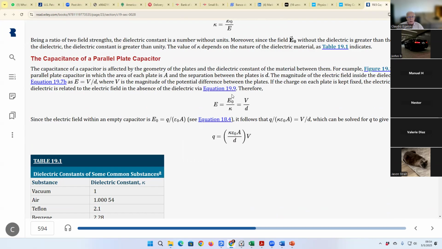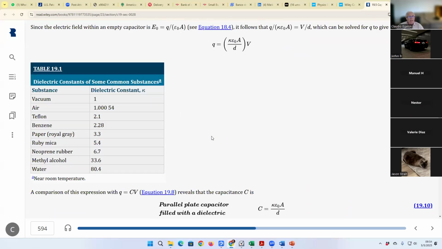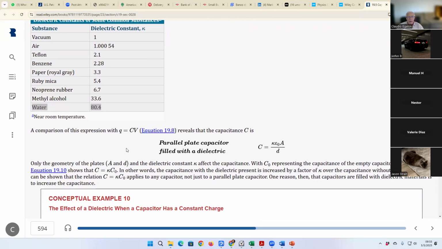The electric field decreases by a factor kappa. This factor kappa is the dielectric constant that depends on the type of dielectric. I mentioned to you the dielectric constants of the vacuum and the air are almost the same. The difference is so small that we can neglect it. And then we have the dielectric constants of other materials: Teflon, benzene, paper, ruby mica, neoprene rubber, and so on, and water. Here we're talking about pure, deionized water.